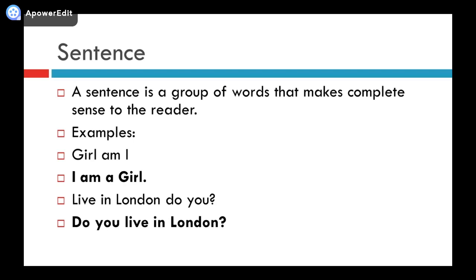Now examples I have given. Girl am I. Is it making any sense? No. I am a girl. That is giving you a complete understanding of what I want to say. Live in London, do you? Is it making any sense to you? No. Do you live in London? This is giving you the correct understanding of what I want to ask you. Are you living in London? Do you stay in London? Are you getting it? So a sentence is a group of words that makes complete sense to the reader.